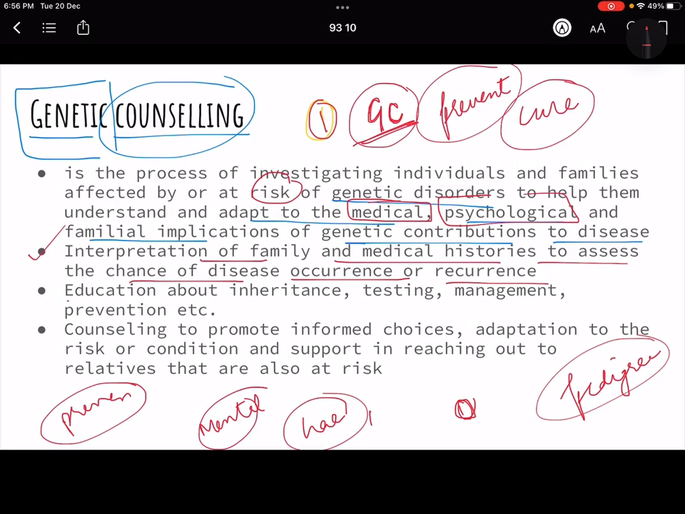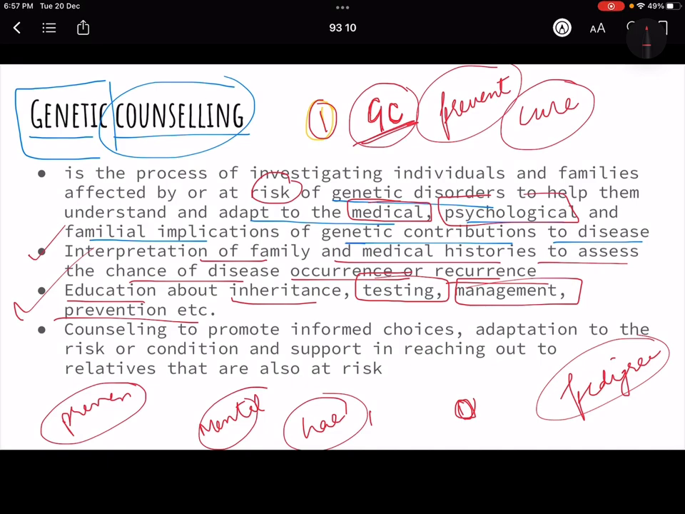So it is educating people about the inheritance of a disease: if you have a disease, how you should test for it, how you can manage it, how you can prevent it from happening. Because if two people are consulting a genetic counselor, he is telling you what the risk is.